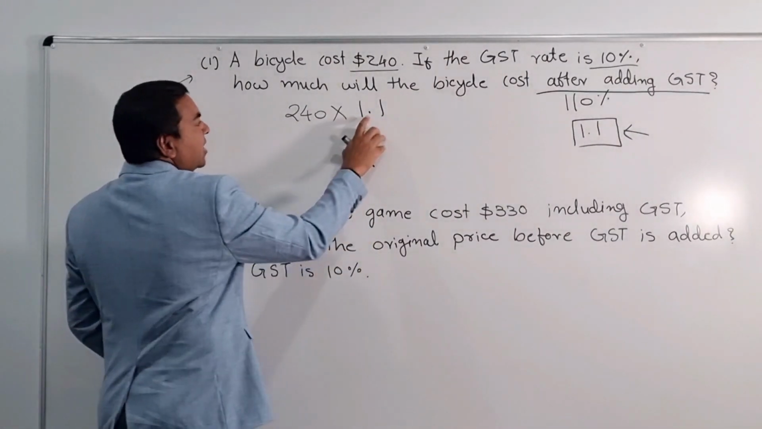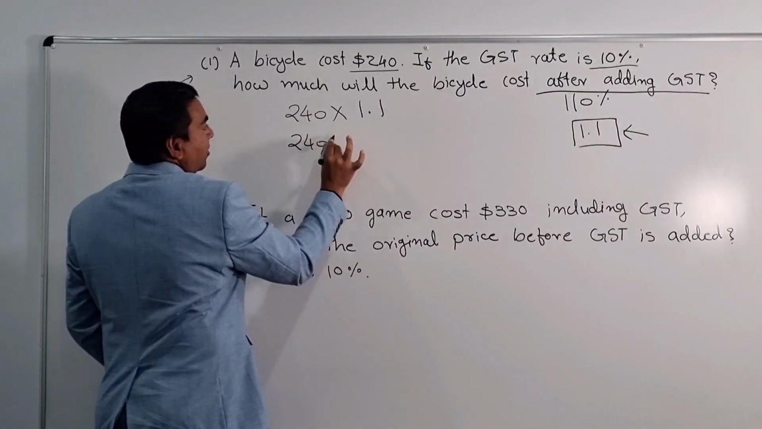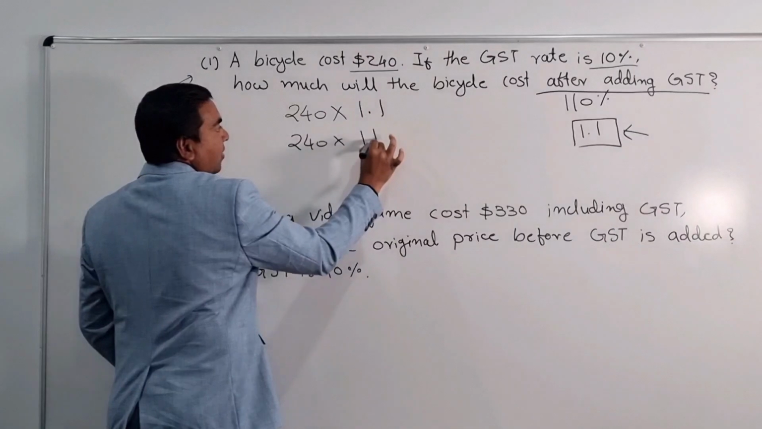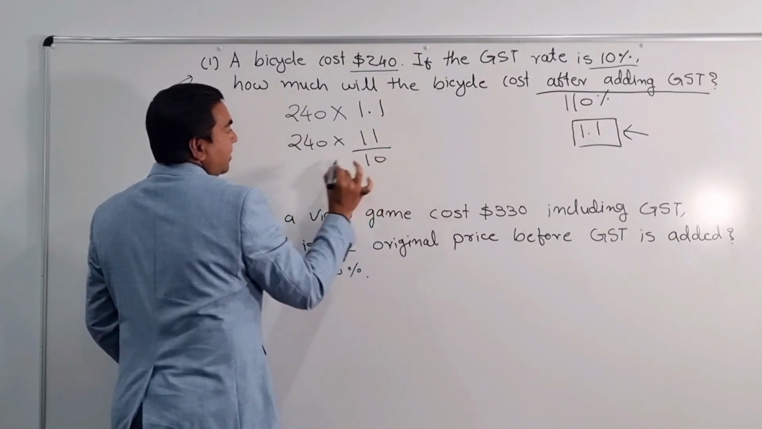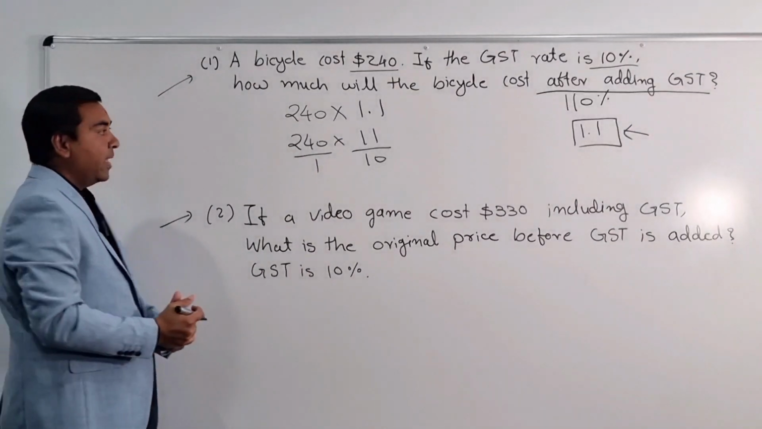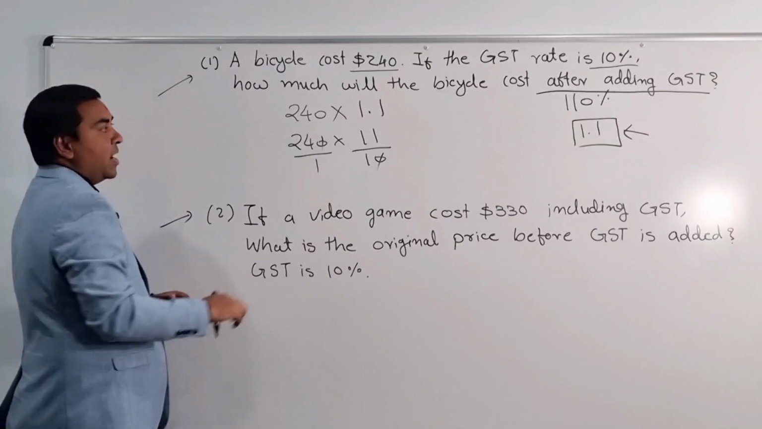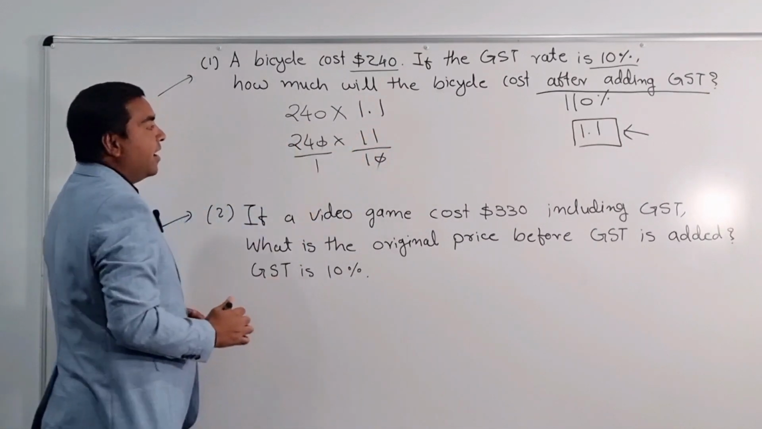And if I want to find out the price after GST, I'll be simply multiplying that by 1.1. Now, if I want to get rid of that decimal, what I can do is write that 1.1 as 11 divided by 10. Is it not, guys? Yeah. I can also write that as a fraction. That's quite easy. And then the zeros, I can cut it. So my answer is going to be 24 times 11.